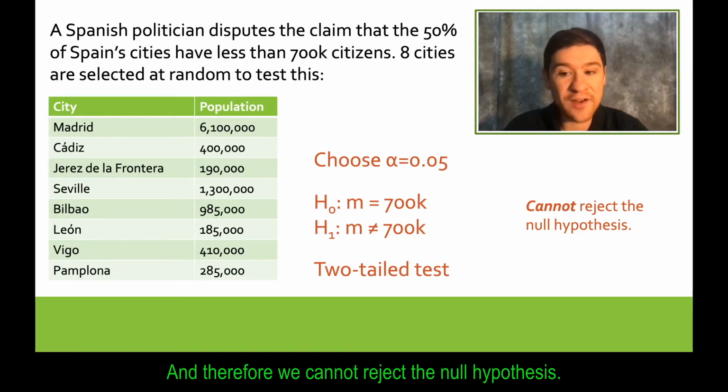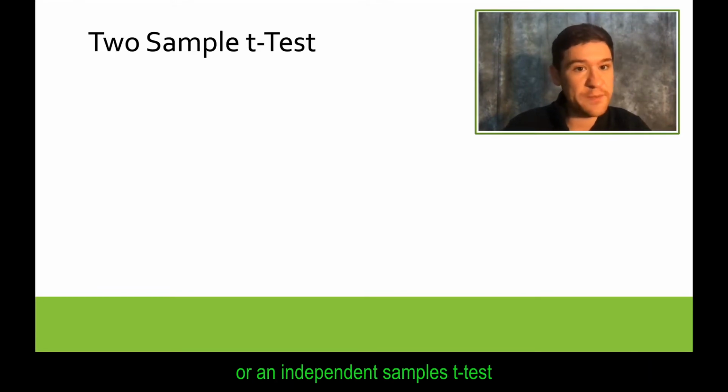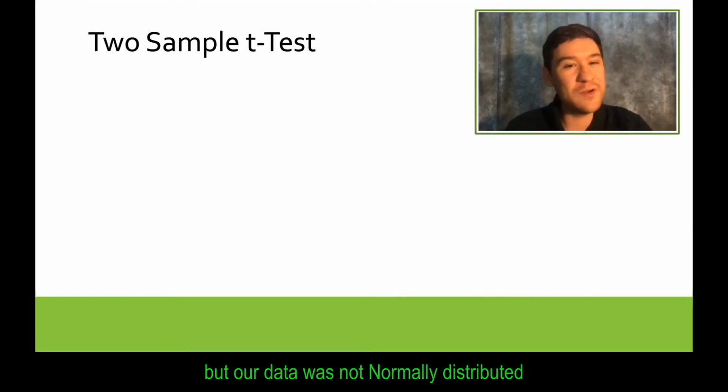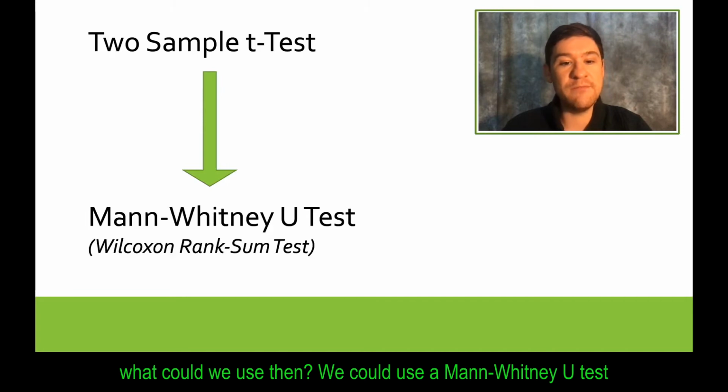And therefore we cannot reject the null hypothesis. What if we wanted to do a two-sample t-test or an independent samples t-test, but our data was not normally distributed? What could we use then? We could use a Mann-Whitney U test.